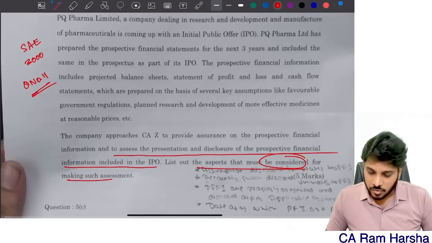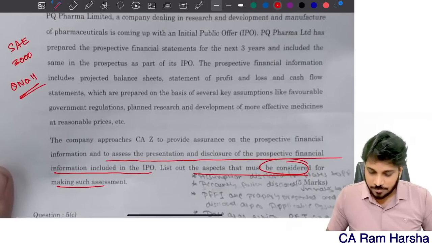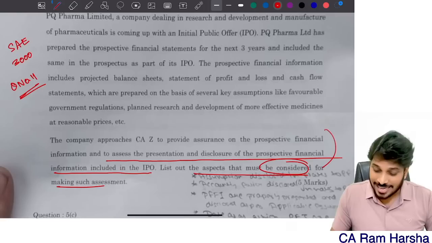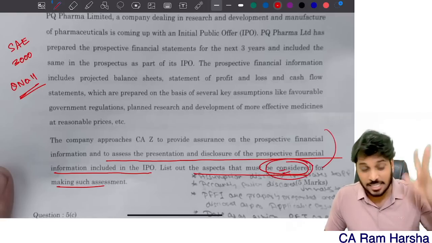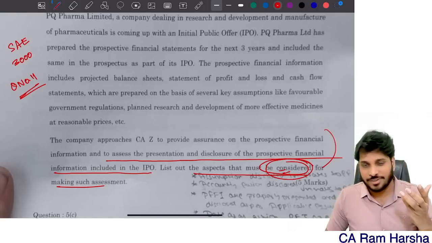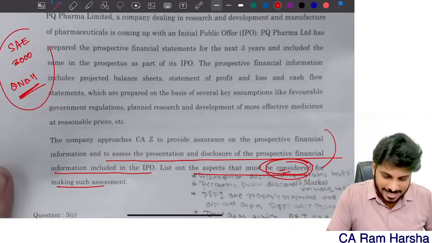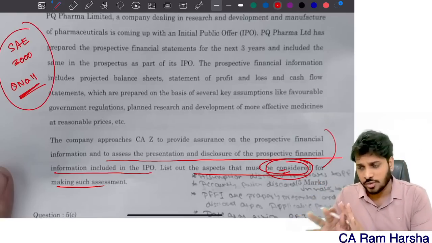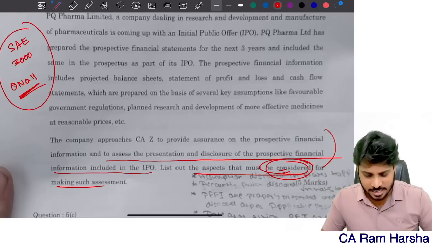Next, 3000. This is about what points the auditor has to consider when he is checking presentation and disclosure requirements in prospective financial statements. Question number 11, straight answer. In 3000, you go to question number 11, straight answer.